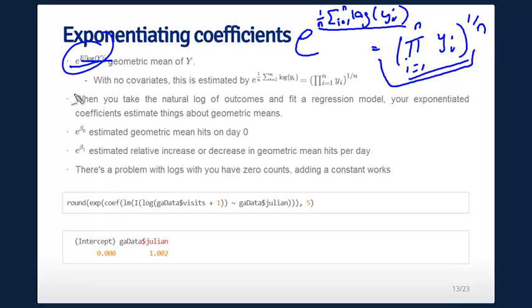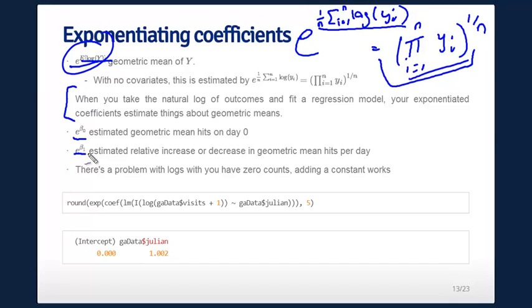So anyway, here's my point. When you take the natural log of outcomes and fit a regression model, your exponentiated coefficients estimate things about geometric means rather than about the natural scale means. Okay? So in this case, in our exact example, e to the beta naught is the estimated geometric mean hits on day 0, and e to the beta 1 is the estimated relative increase or decrease in the geometric mean hits per day. And if we had other covariates, we would have to add the phrase holding all the other covariates constant.